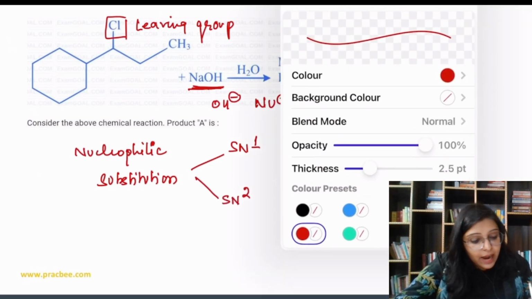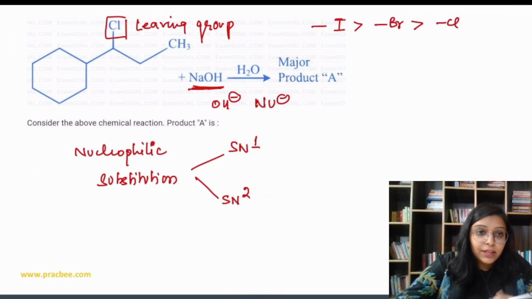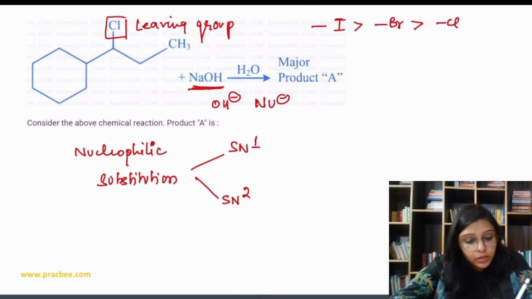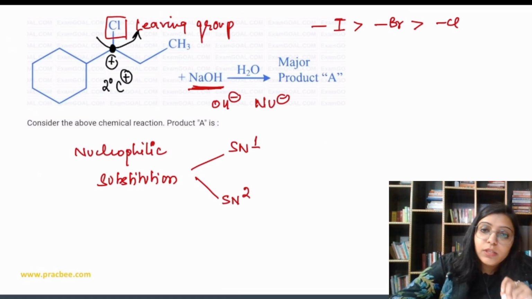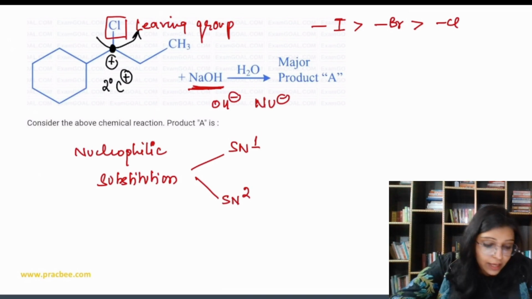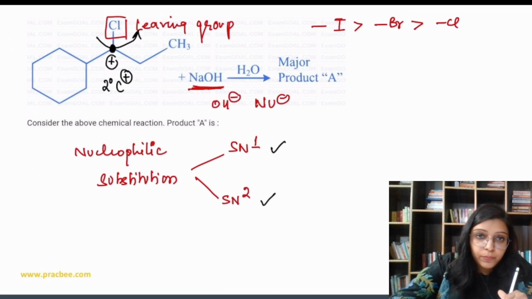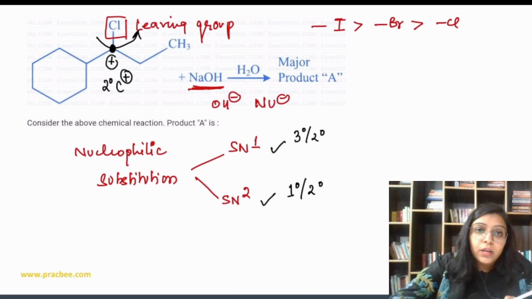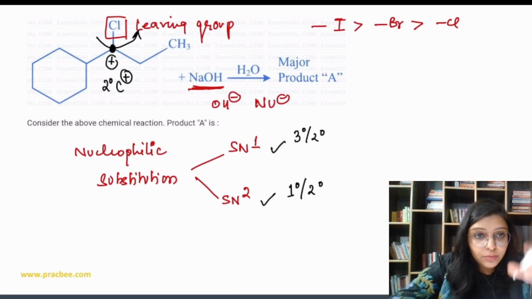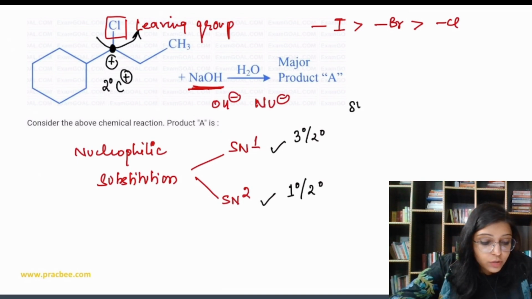So we have to check whether we have 1 degree carbocation formation, 2 degree or 3 degree. So see, if Cl leaves, we have a carbocation on this carbon, which is a 2 degree carbocation, right? So if this is a 2 degree carbocation, then SN1 and SN2 both can happen. SN1 can happen in 3 degree and 2 degree, and SN2 happens in 1 degree and 2 degree. Now, which factor decides whether we are going to proceed via the SN1 pathway or the SN2 pathway? So we have to check the solvent.